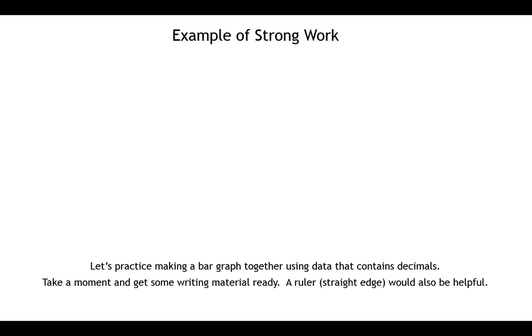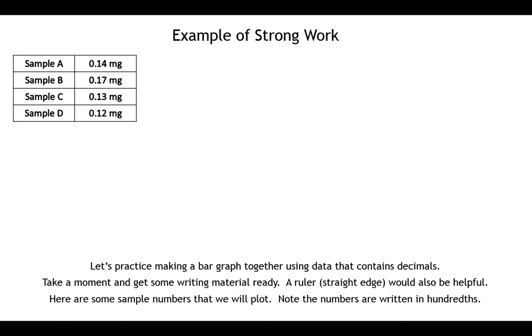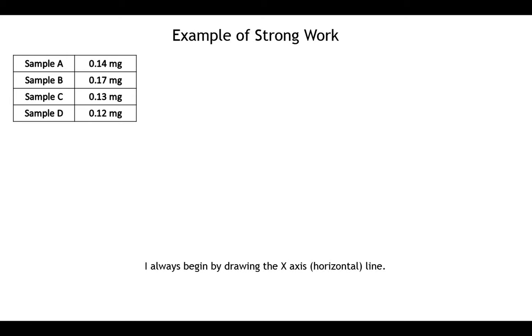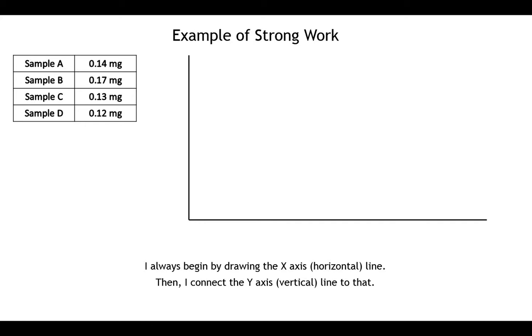Let's practice making a bar graph together using data that contains decimals. Take a moment and get some writing material ready. A ruler or straight edge would also be helpful. Here are some sample numbers that we will plot. Note the numbers are written in hundredths. I always begin by drawing the x-axis or horizontal line. Then I connect the y-axis or vertical line to that. It really does not matter which side you start with.